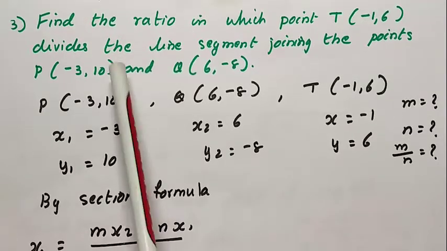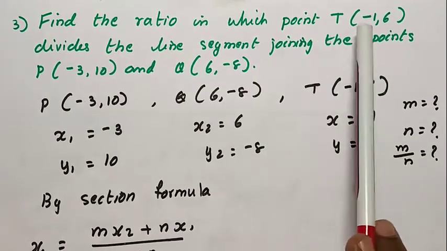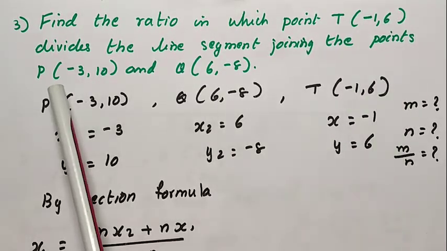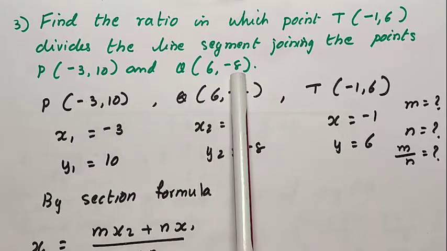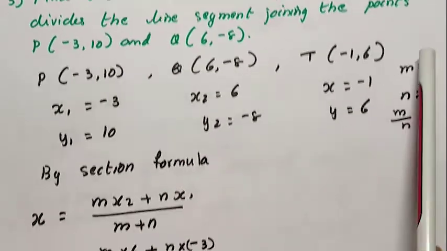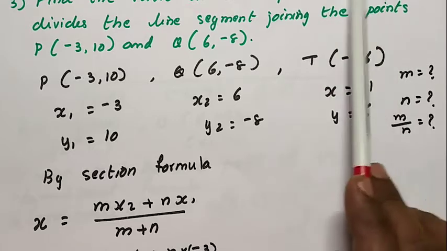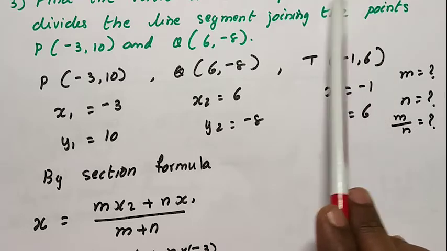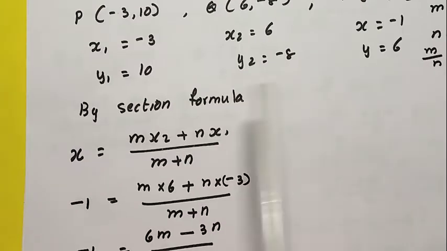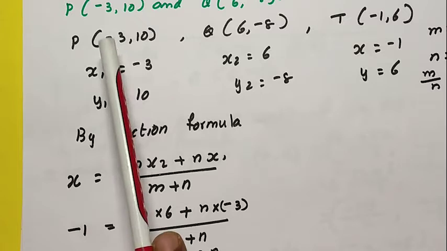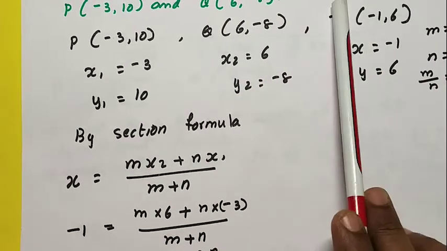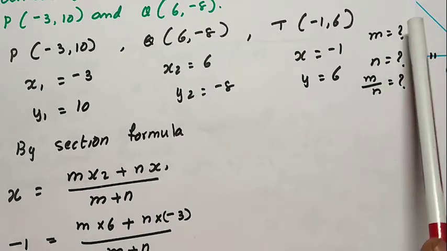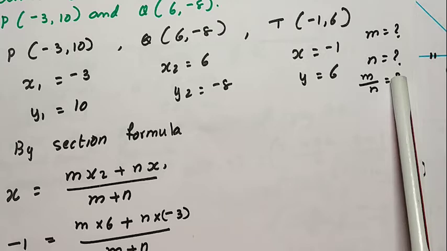Let us do one more question. Find the ratio in which the point T (minus 1, 6) divides the line segment joining the points P (minus 3, 10) and Q (6, minus 8). How to find the ratio? The coordinate of the point which divides the line segment into parts is given already, right? The 2 parts are given already. Therefore, we can use the section formula. The coordinates of P, Q and T, which divide the segment in the ratio: x1, y1, x2, y2, and that point be x and y. And m is to n we don't know, so how do we find m is to n?